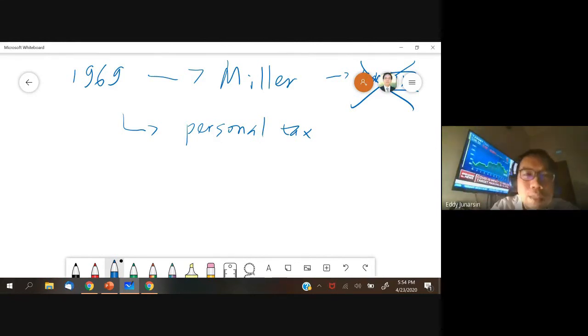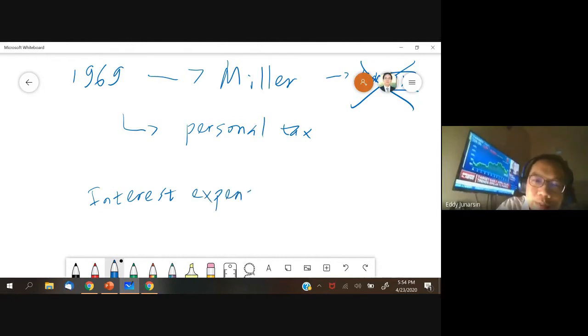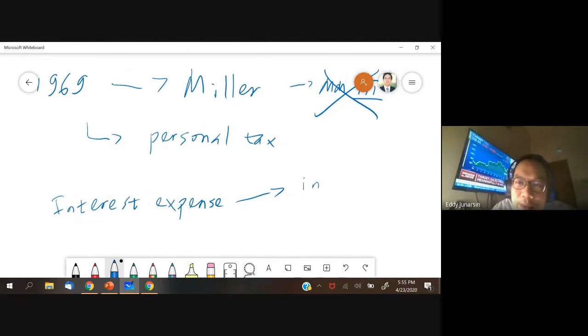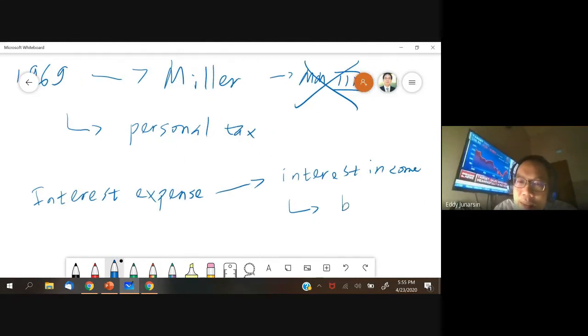So we'll see the logic here. The interest expense that we pay to our creditors, to them, this would be called what? Interest income. Interest income would be taxed at your bracket. In the United States, you will be taxed at your bracket. In other countries, it would be different.